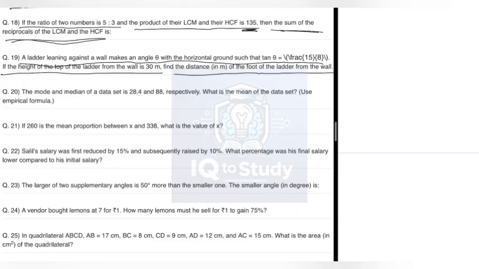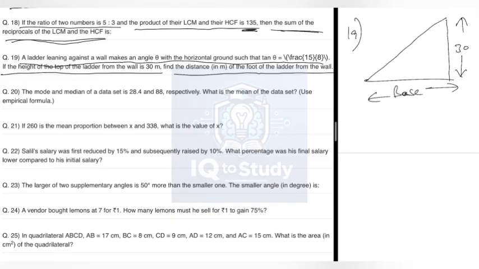For calculation purpose, let's draw the diagram first. Let it be the base. And the height of the top of the ladder from the ground is 30 meters. It means it is 30. It makes an angle theta with the horizontal ground by leaning. Means here the angle is theta degrees.